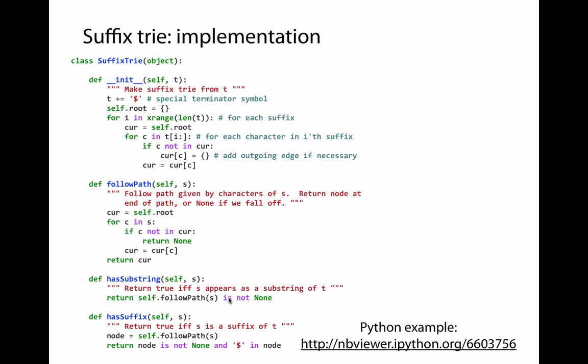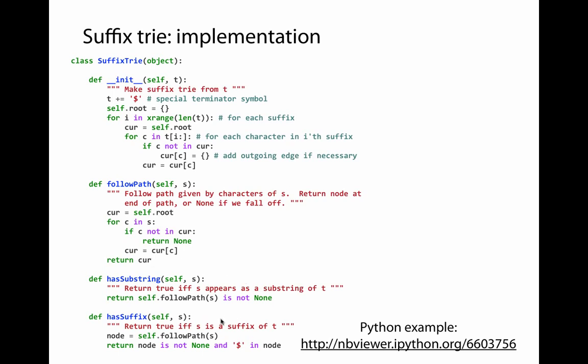So here's a function that returns true when s appears as a substring of t, and all it has to do is call this follow path function that we defined up here and check to see if the result is not None. If it's None, that means we fell off at some point. If it's not None, that means we exhausted all the characters from s without ever falling off.